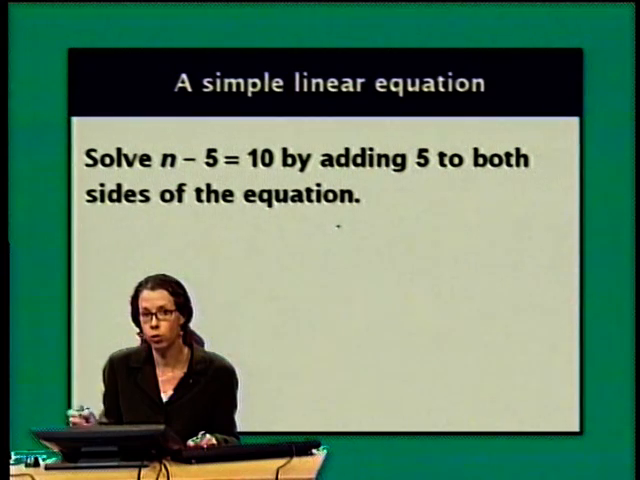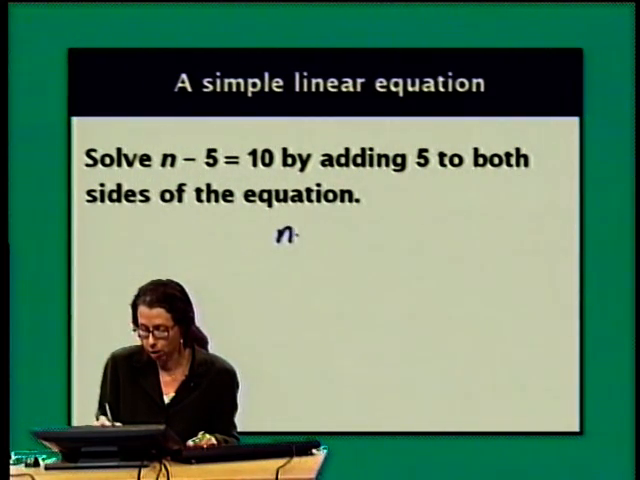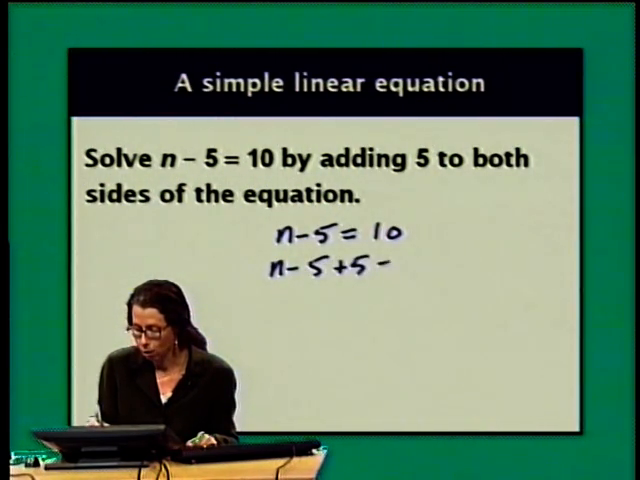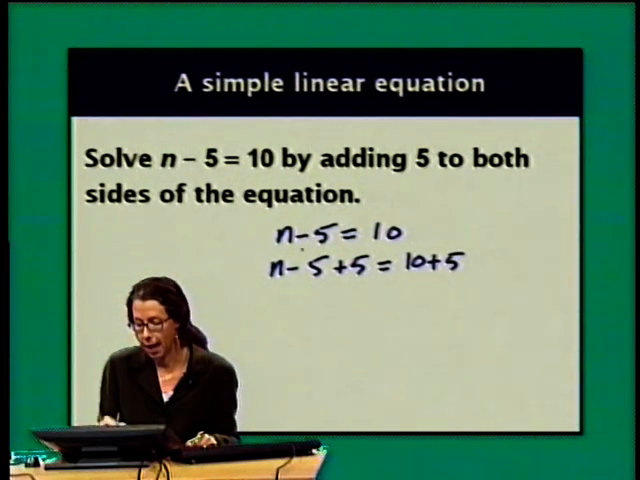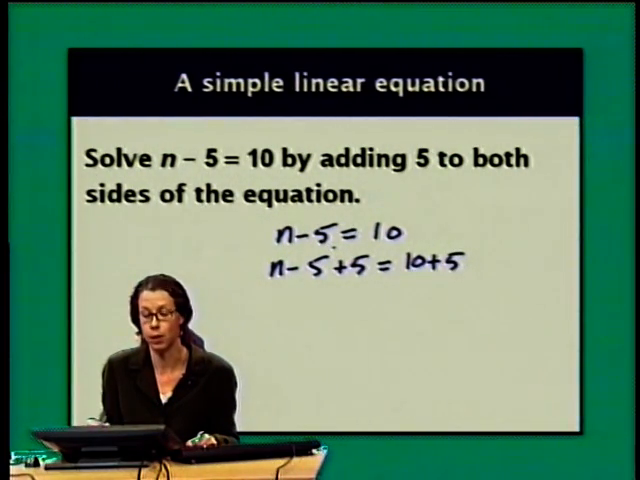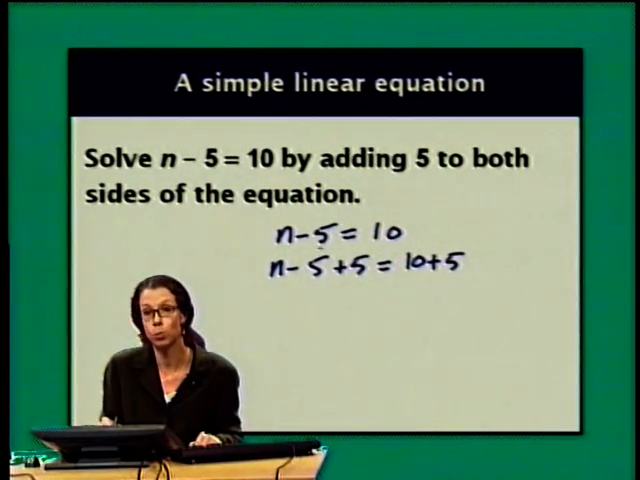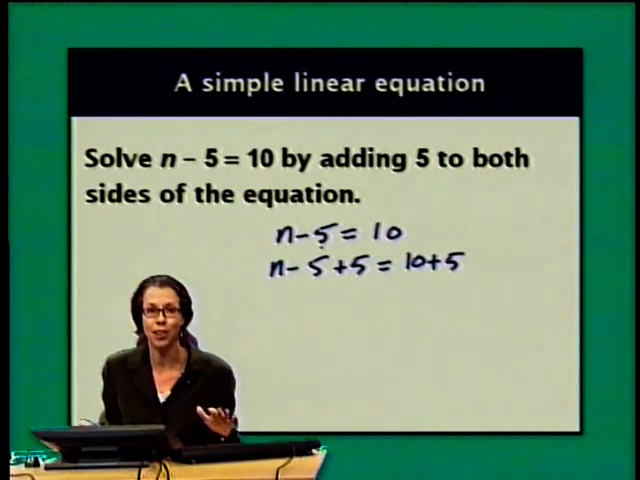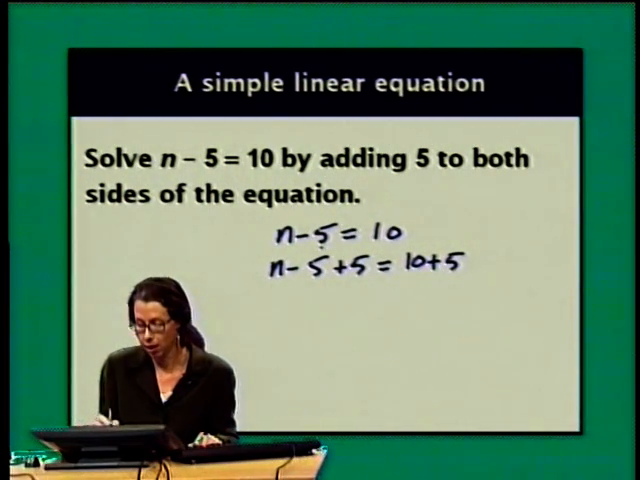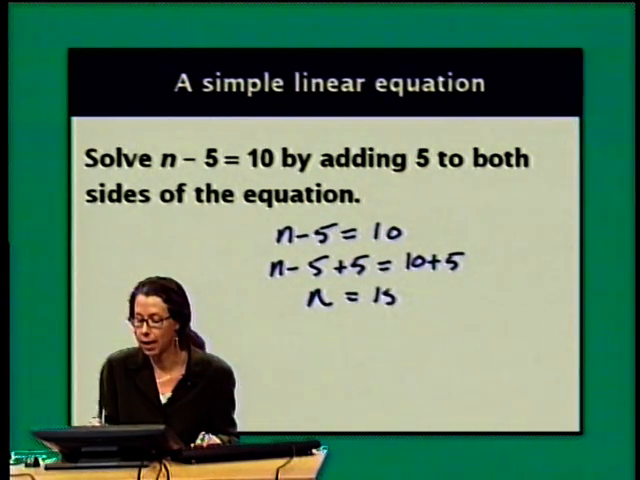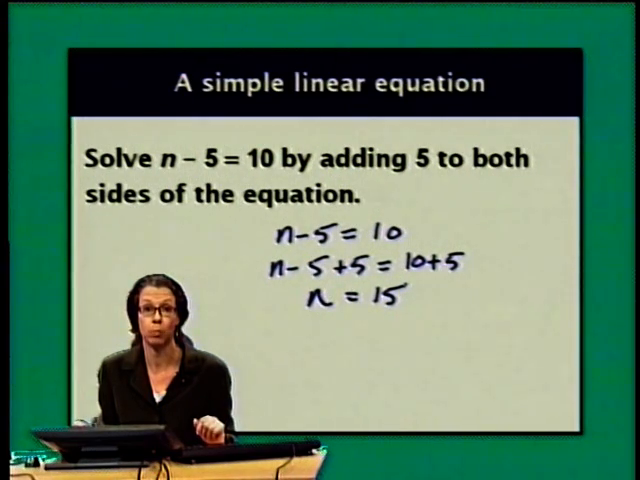And what we're being told to do here is to add 5 to both sides of the equation. Now, why would we do this? Well, if we look at the expression on the left-hand side of the equation, we're taking n and we're subtracting 5 from it. So to undo this, we're going to add 5. And negative 5 plus positive 5 is 0, and now we have n by itself. And algebraically, we've gotten to the same place, n equals 15, that equivalent equation.